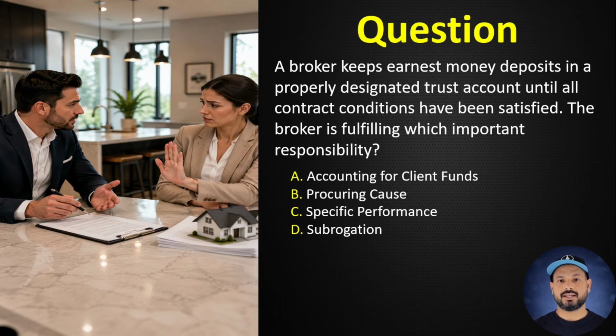Question number 15. A broker keeps earnest money deposits in a properly designated trust account until all contract conditions have been satisfied. The broker is fulfilling which important responsibility? A. Accounting for client funds, B. Procuring cause, C. Specific performance, D. Subrogation. Correct answer A. Accounting for client funds. Brokers must properly safeguard and account for money belonging to clients.